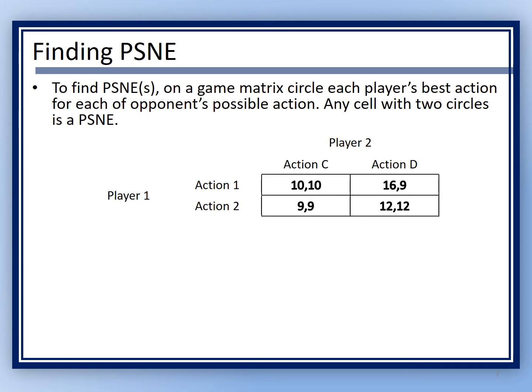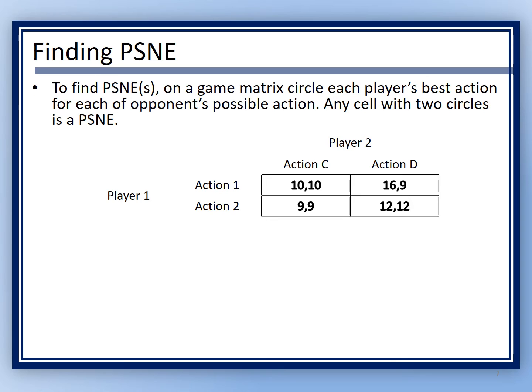How do we solve for the Nash equilibrium? The Nash equilibrium we solve by drawing circles. I will go through the logic while drawing the circle so you can understand what the circle represents. Let's start with player 1. Now, player 1 has to choose an action given what player 2 has chosen.